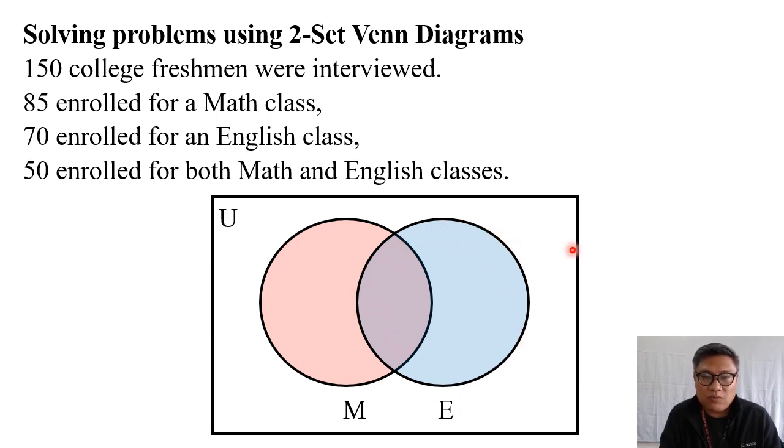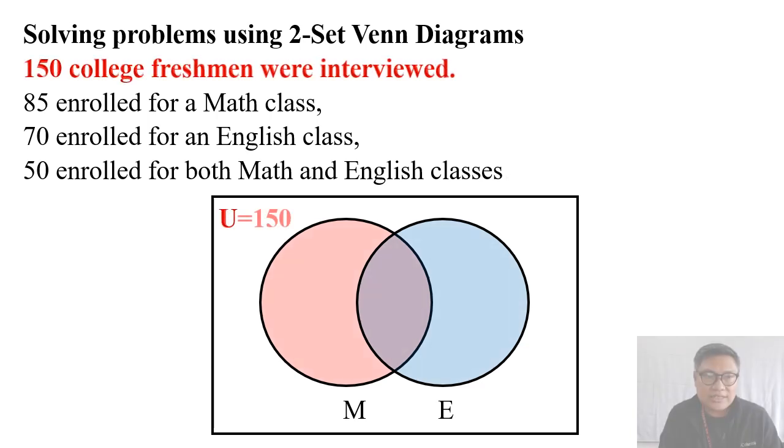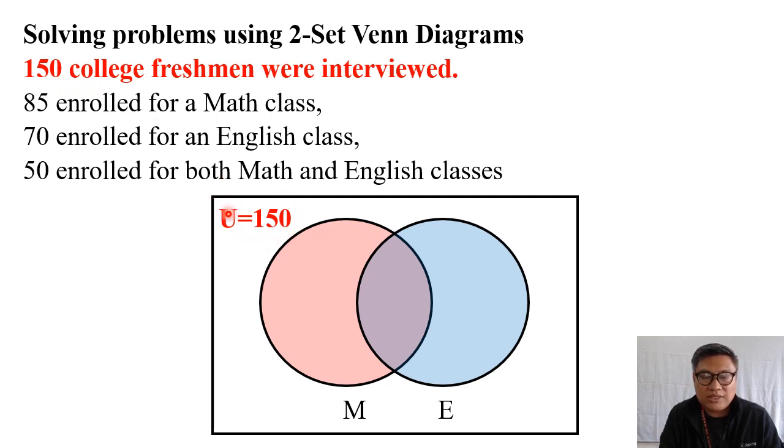Typically, we always look at whether a total number is given. That's the first thing that we are going to identify. In this case, there is a total of 150. So, class, all we have to do is assign all the numbers so that each of these four regions will be satisfied, so that when we add, it will be 150.